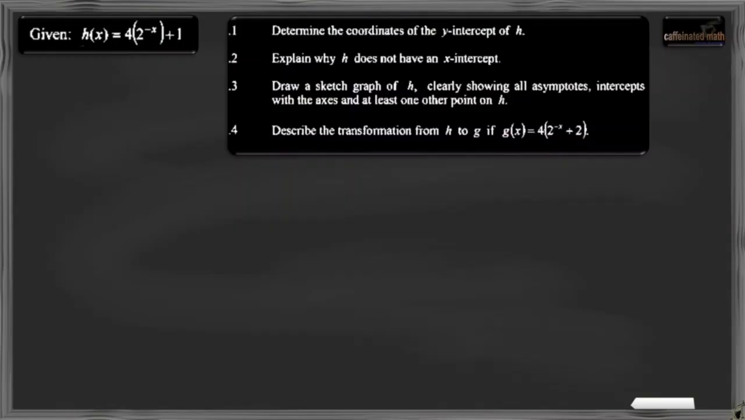Given h of x is equal to 4 times 2 to the power negative x, in brackets, plus 1. So first things first, determine the coordinates of the y-intercept of h. Well, for that we just place x equal to 0.